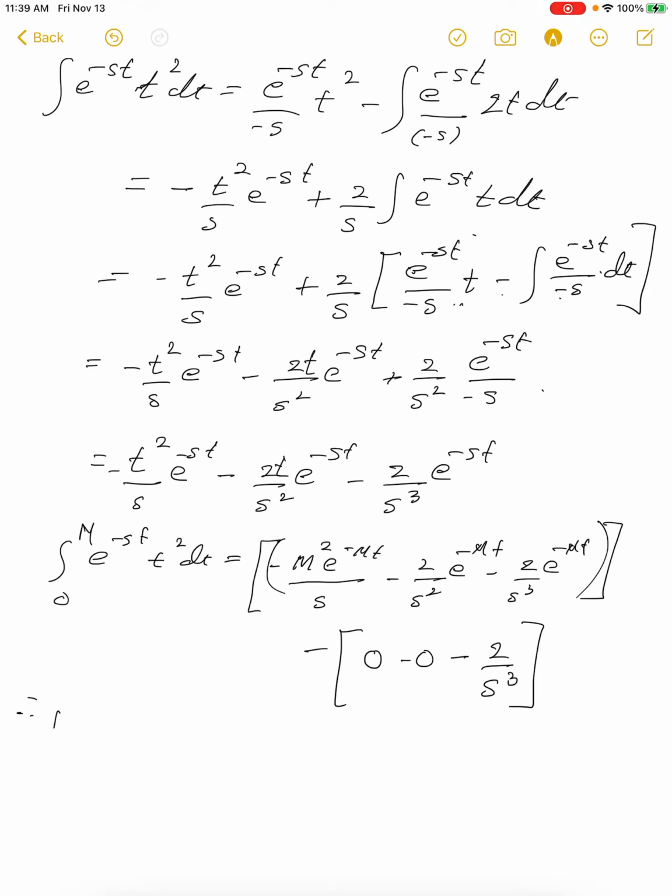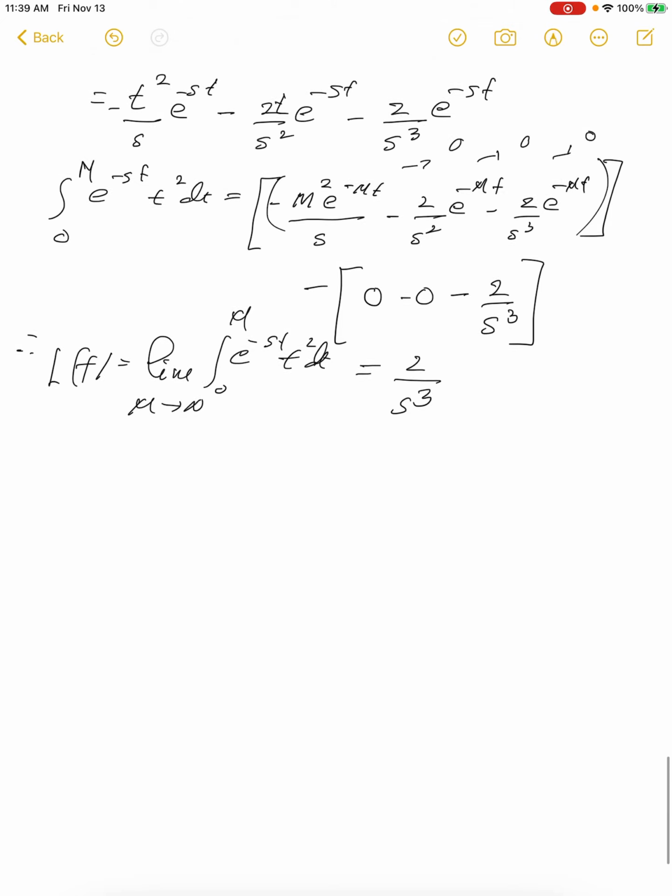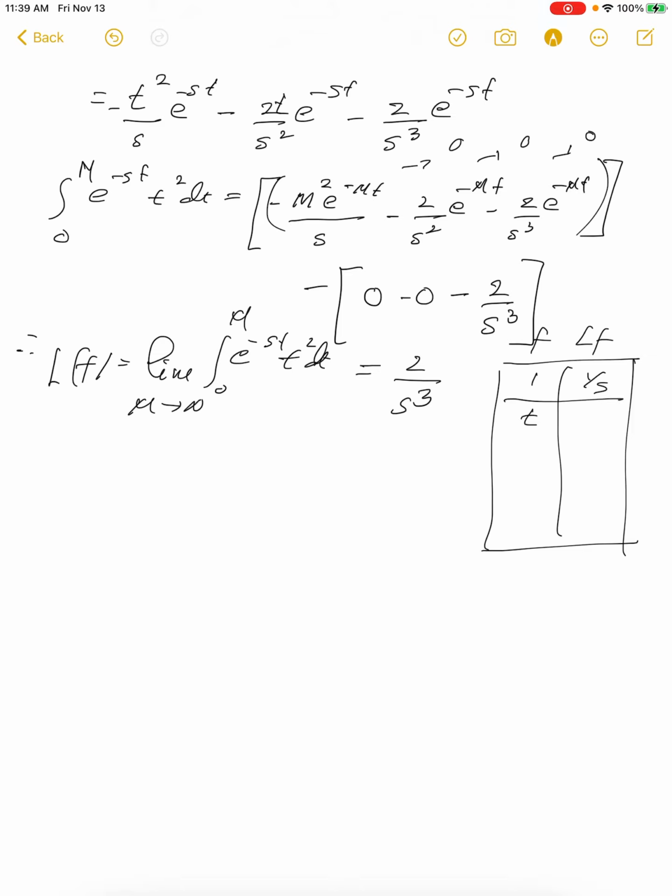So when I take the limit, the Laplace transform of f will be the limit as m tends to infinity of the integral from 0 to m of e to the minus st t square dt. This limit will be simply 2 by s cube, because all of these terms will tend to 0 and you are left with 2 by s cube. So now I update my table again. F is 1, LF is 1 over s. F is t, LF is 1 over s square. F is t square, it is 2 over s cube.